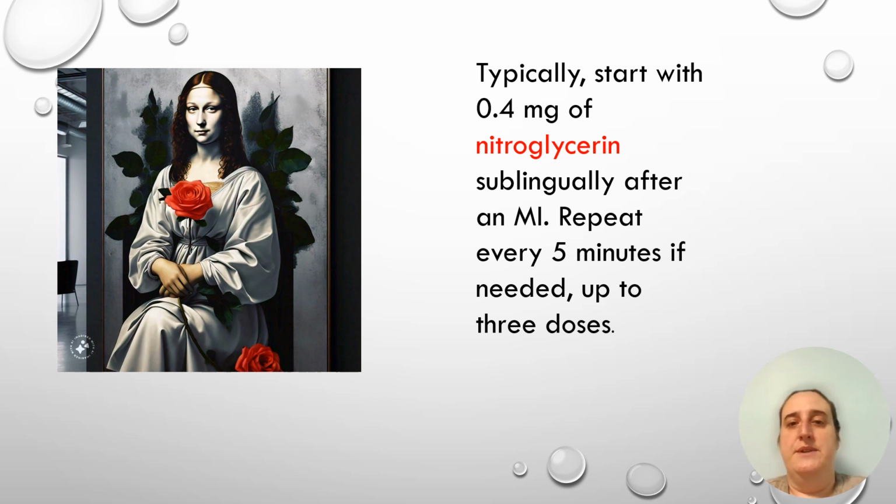Typically, we start off with 0.4 milligrams of nitroglycerin sublingually, usually under the tongue, after an MI. We usually repeat every 5 minutes or so, and the most we can give is up to 3 doses until the symptoms subside.